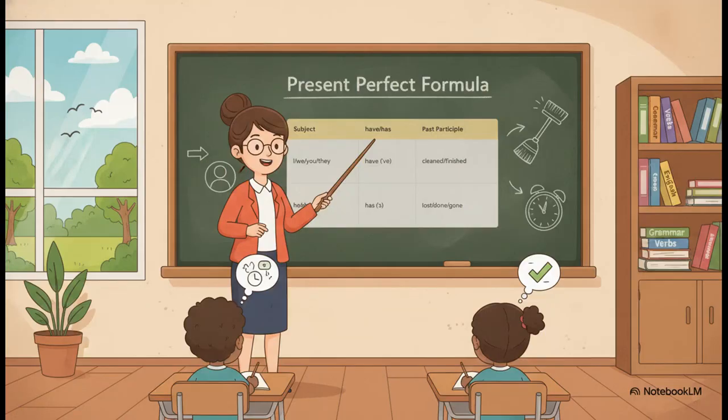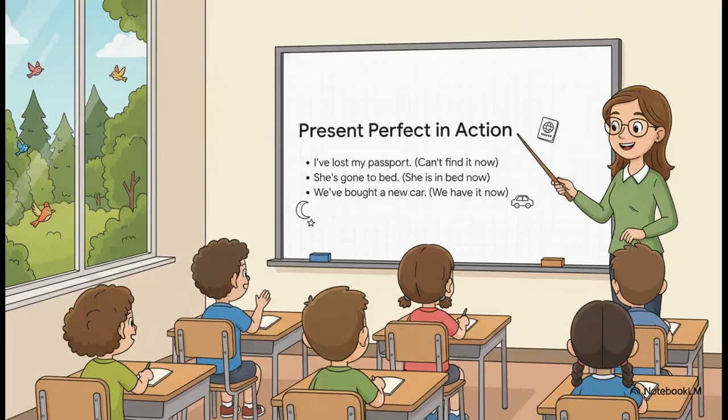Let's quickly break down the present perfect formula so you can use it yourself. You take your subject, add have or has, and then attach the past participle of the verb. Now, for regular verbs, the past participle is super easy. It just ends in ed, like cleaned or finished. But, English loves throwing a curveball, so we have irregular verbs that break the mold entirely, like lost, done, or gone.